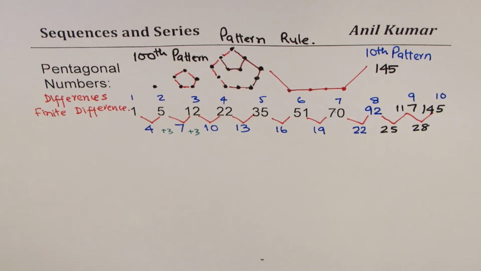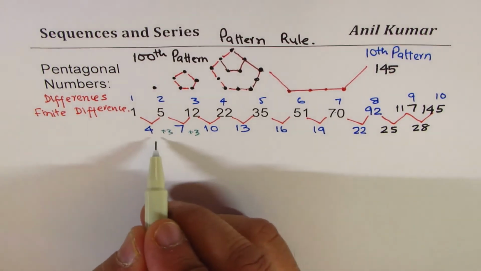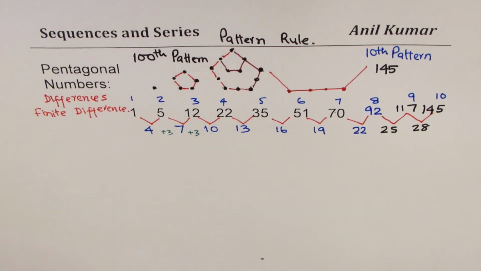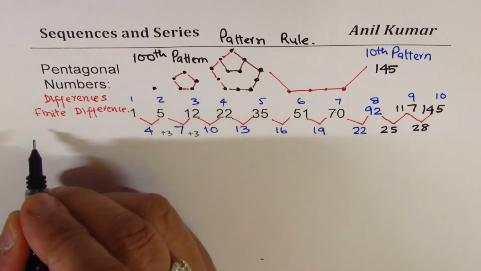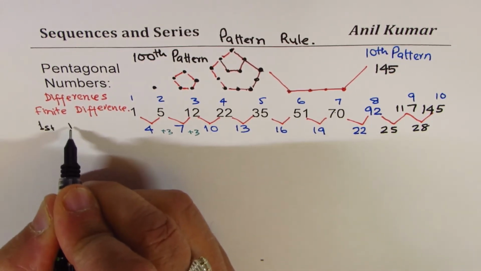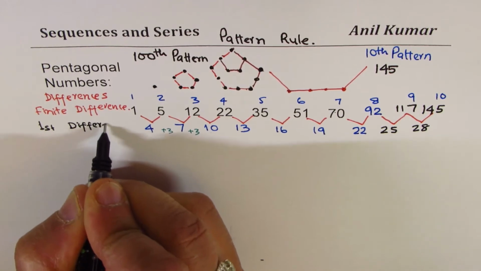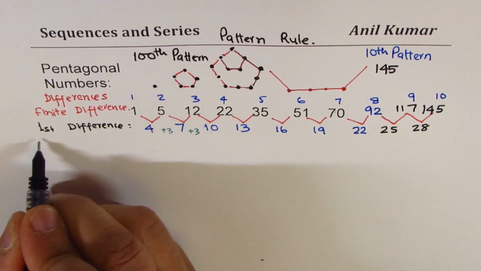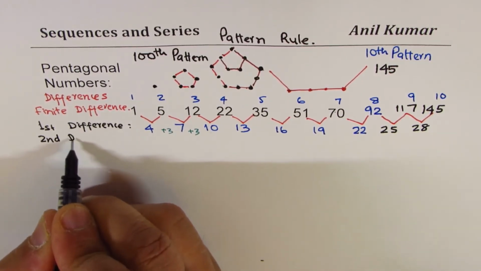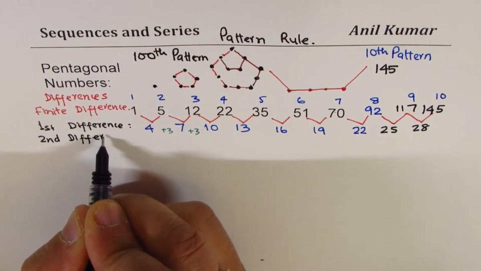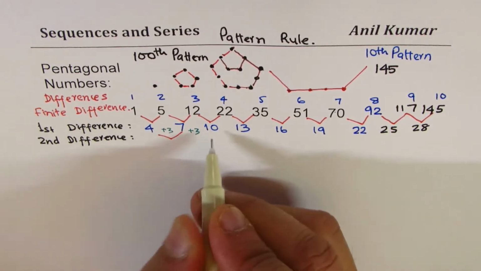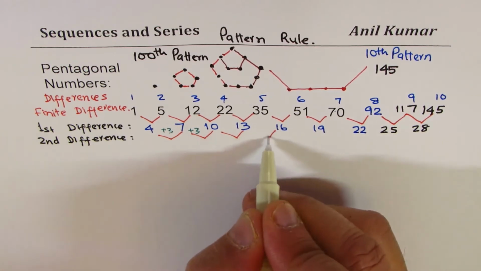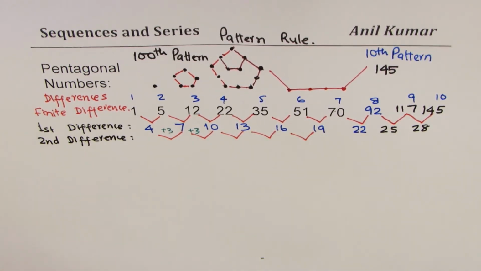So what we will do now is go one more step. As seen here, we'll find the second difference. What I did before was the first difference. Let me write down the term first difference. Now we'll find the second difference. We have to continue this process till the difference is a constant number, right? So let's do it. We have to do 7 minus 4, 10 minus 7, 13 minus 10, and so on.